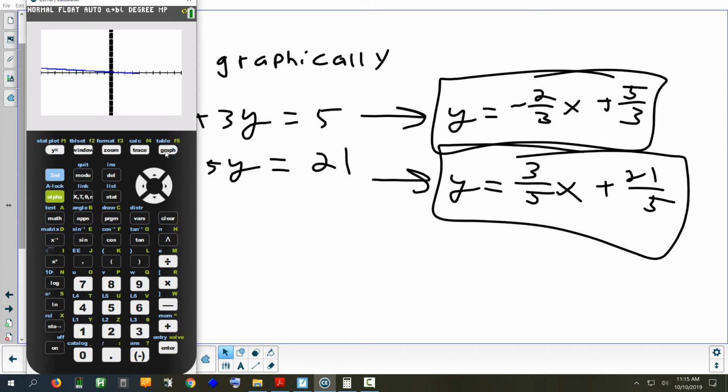I might have to change my window, but no, it's okay. I can see the intersection. Right, so let me do second calc intersect. Well, I got a nice answer, so probably the top one was okay. Anyone else get negative 2, 3? Okay, then we're probably okay. It's kind of a tough one to check.